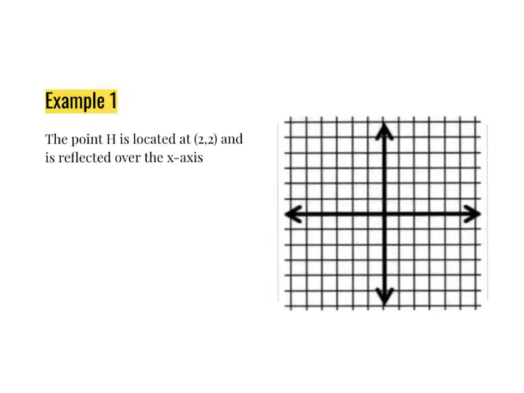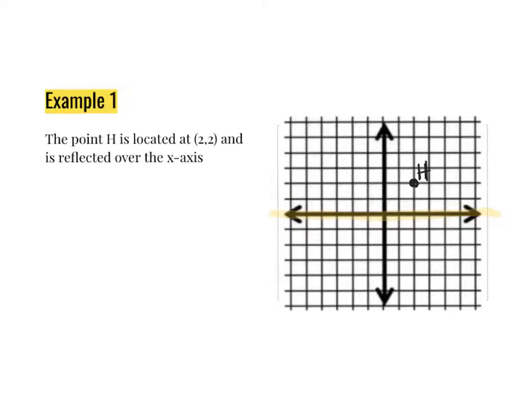Here we are going to take the point H, which is located at (2, 2), and reflect it over the x-axis. So the point is at 2, 2: over 2, right 2. We label it point H. Now we want to reflect it over the x-axis. The x-axis, recall, is the horizontal line.